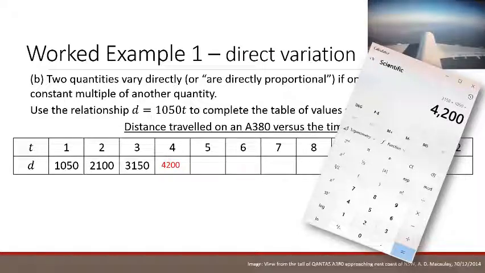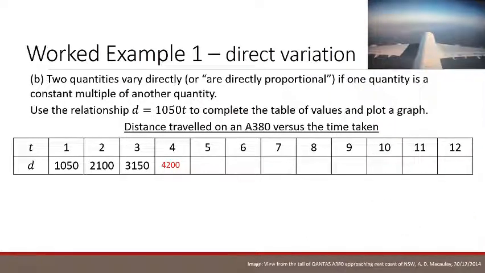Now, if we press equals again, we don't have to keep adding 1,050, add 1,050, add 1,050. We can just press equals because most modern calculators have a constant adding function. So just by pressing equals again, we get all the other values. So here they are. And you can fill those in just by pausing the video.